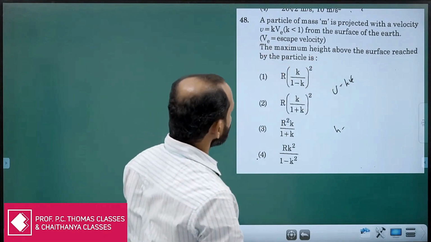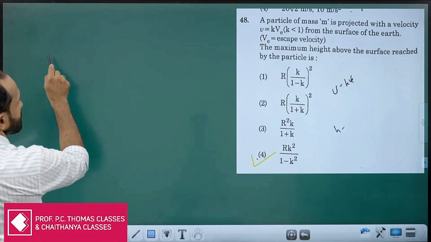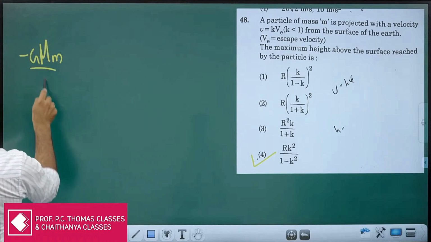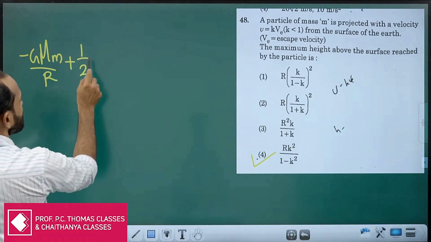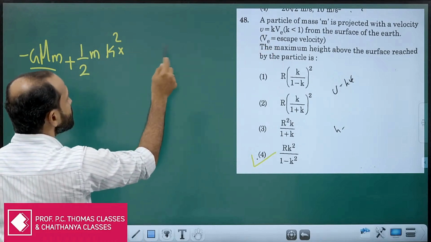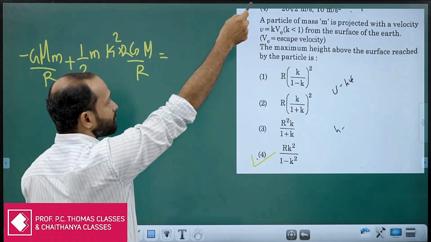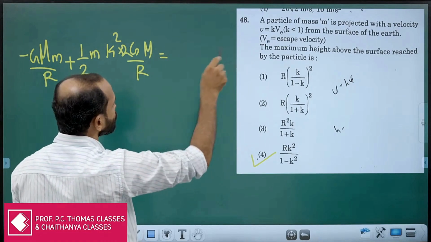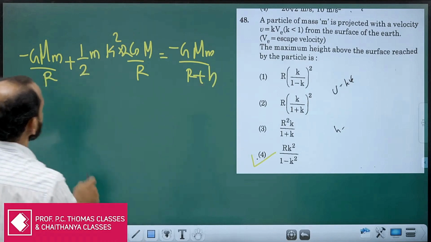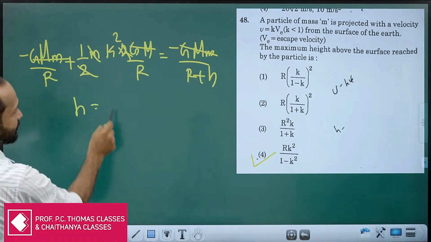Here you have to know the standard result, the shortcut, or you have to use energy conservation. Applying the total mechanical energy at the surface: potential energy minus GMm divided by R, plus kinetic energy half m v square, where v is k times escape velocity, the escape velocity being root 2GM by R, so v square will be 2GM by R. That is equal to, at the maximum height, kinetic energy will be 0, it has just been brought to rest, where potential energy is minus GMm divided by R plus H. Cancel this 2 here, cancel GMm throughout. When you solve for H, you will get the answer 4.